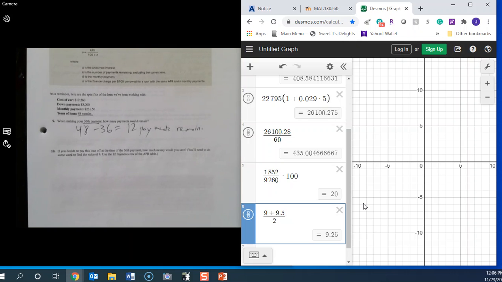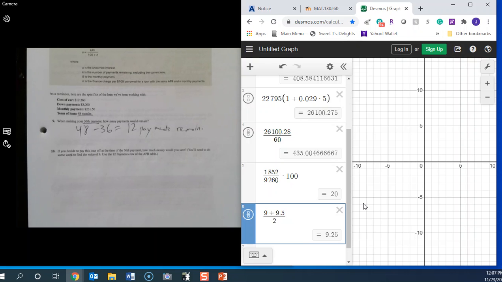Okay, number 10. If you decide to pay this loan off at the time of the 36th payment, how much money would you save? You'll need to do some work to find the value of H. Use the 12 payments row of the APR table.